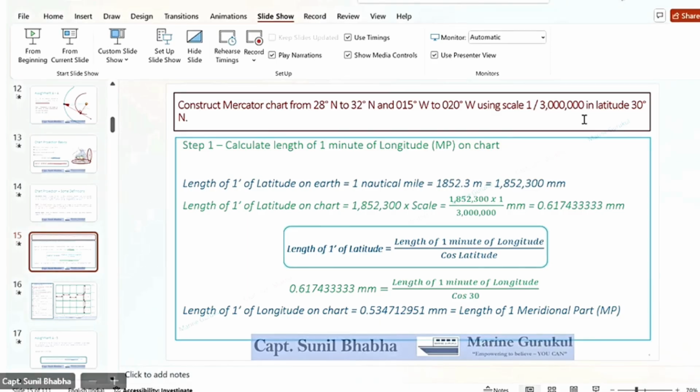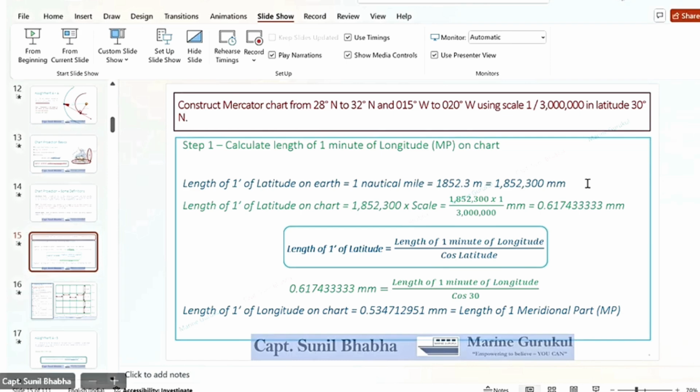Okay, sir. So the question is: construct a Mercator chart covering the area between 2 degrees north and 2 degrees south and between 3 degrees east and 2 degrees west, to an appropriate scale at the equator. Right, beta? So take a scale of 1:5 million. Make a note at the top: scale is not mentioned, so we are taking the scale and making the chart. In this case, the reference latitude will be 0 degrees. Yes, that's right, at the equator.